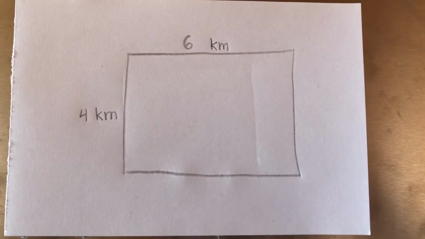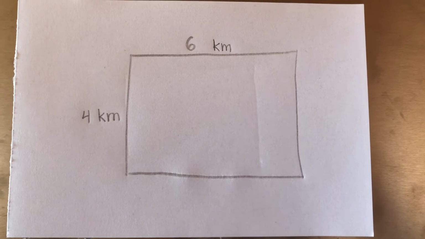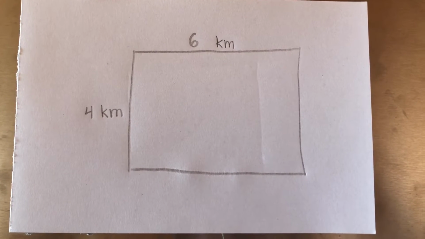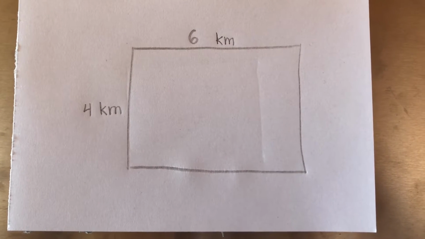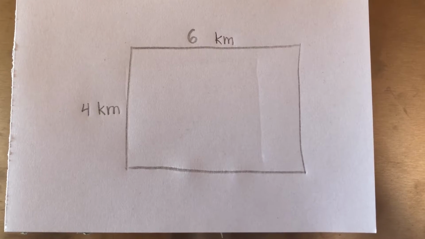So to find the area of this entire rectangle, I would do 6 times 4, which is 24. And then my unit would be square kilometers. And so the total area of this rectangle here would be 24 square kilometers.